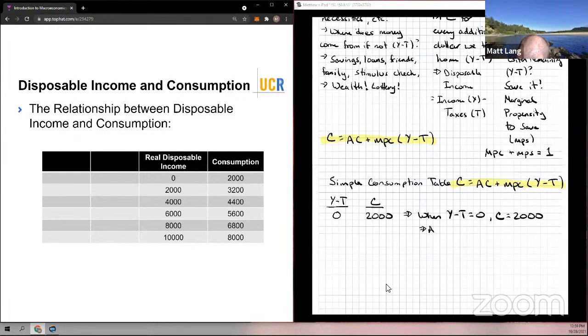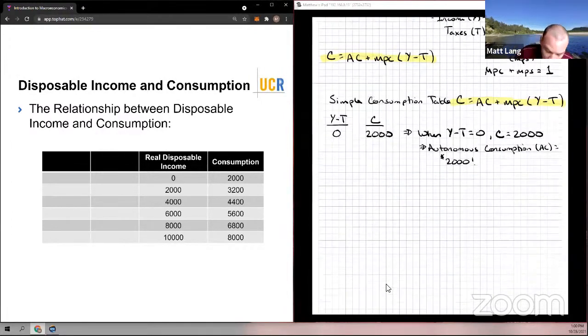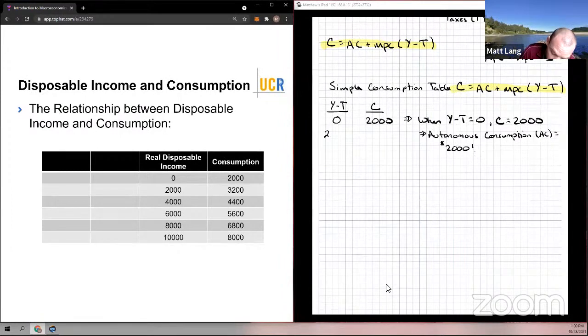So this would mean that our autonomous consumption, AC, is equal to $2,000, just by looking at that first row of the data. Real disposable income is zero, take-home income's nothing, we're still buying $2,000 worth of stuff. Well, boy, we've got our autonomous consumption right there. We've got more information on this table though. We've got more y minus t values. Go from 2,000, 4,000, and I've got it going up to 10,000.